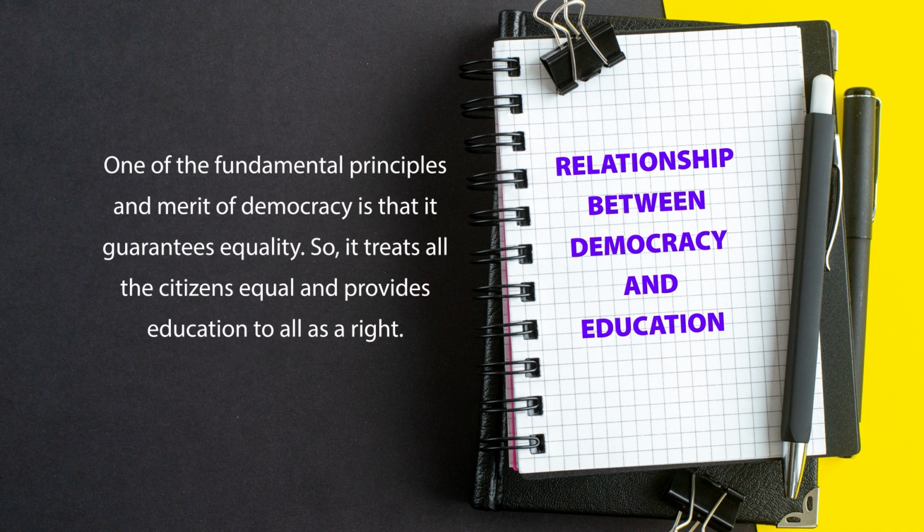One of the fundamental principles and merits of democracy is that it guarantees equality. There are two fundamental principles of democracy: one is equality and another is freedom. So, democracy guarantees equality, so it treats all the citizens equally and provides education to all as a right. What does this democracy do? It provides an opportunity to all the citizens so that they can get education.